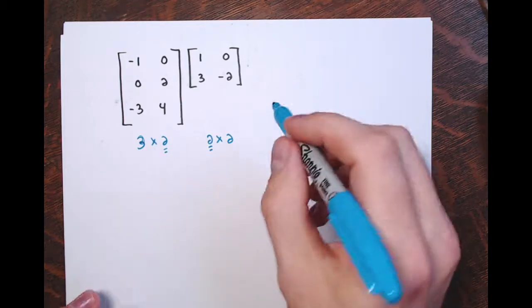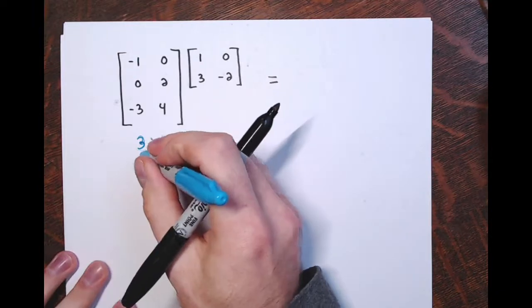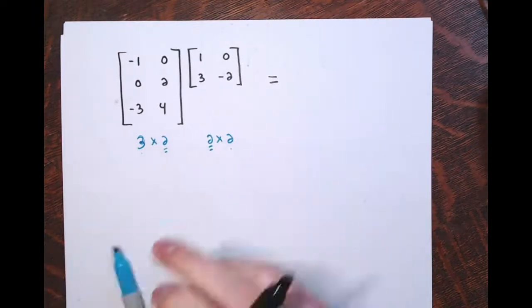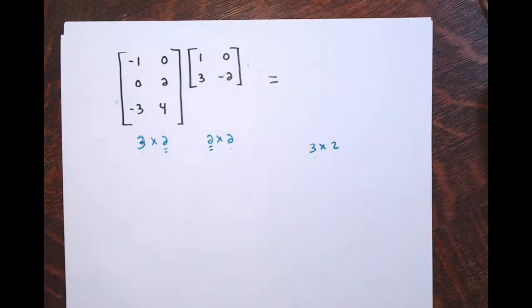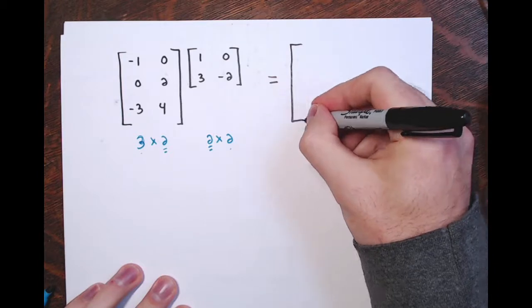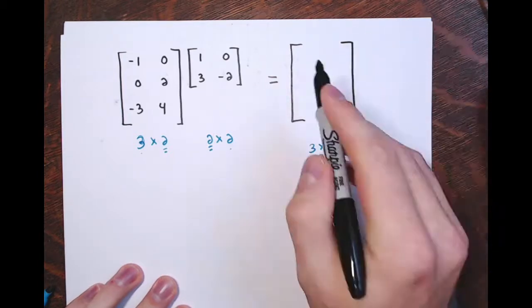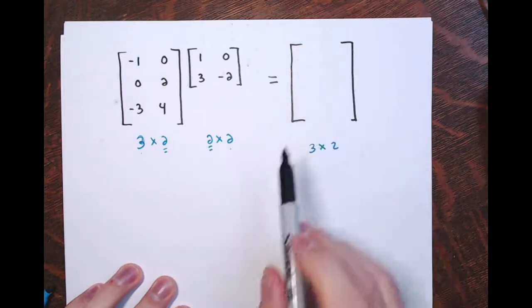And the resulting product would then be a 3 by 2, those two outer numbers, right? Oops, sorry, I dropped the marker there. So the resulting product would be a 3 by 2. So I'm going to draw in an empty 3 by 2 matrix. Again, 3 times 2 is 6, so there are 6 spaces to fill here.